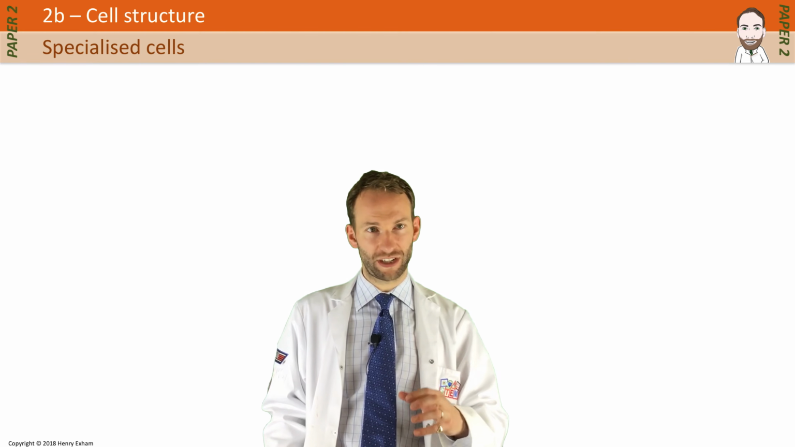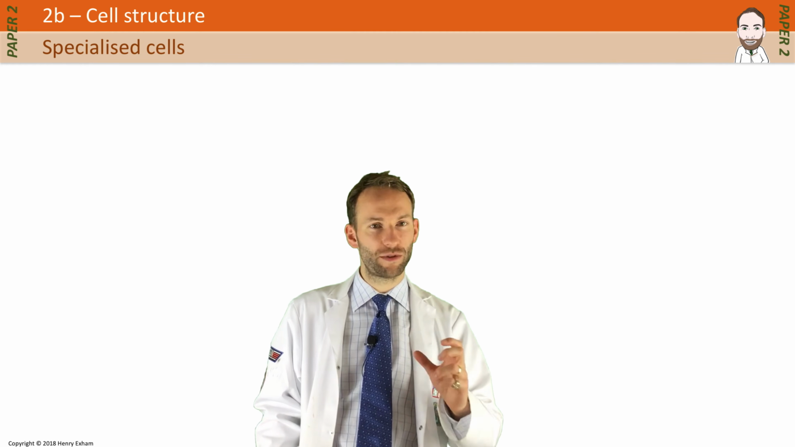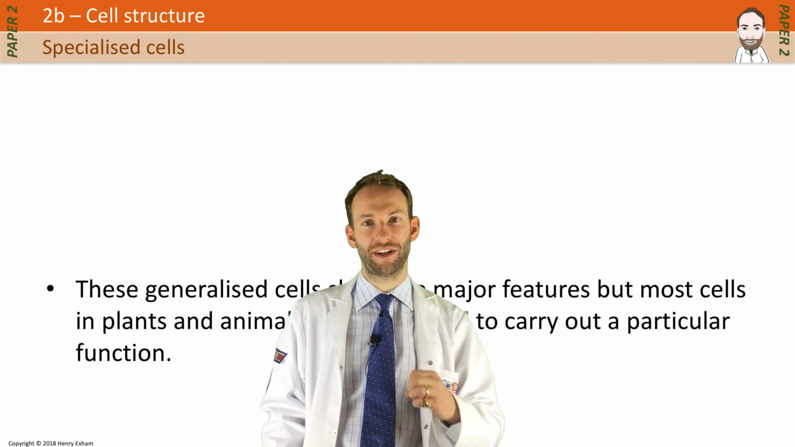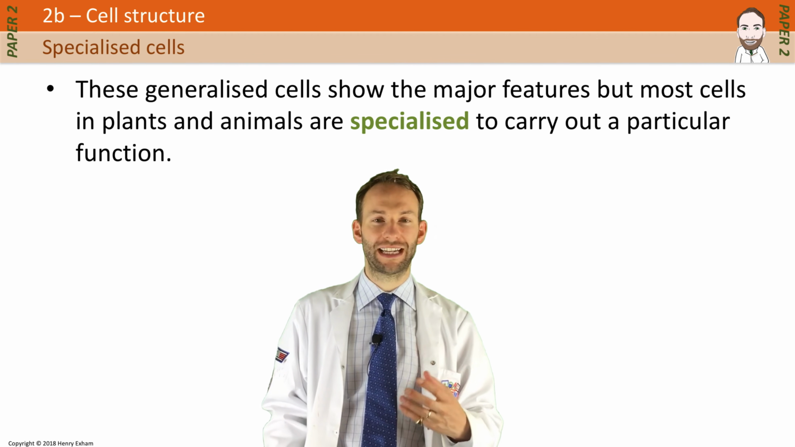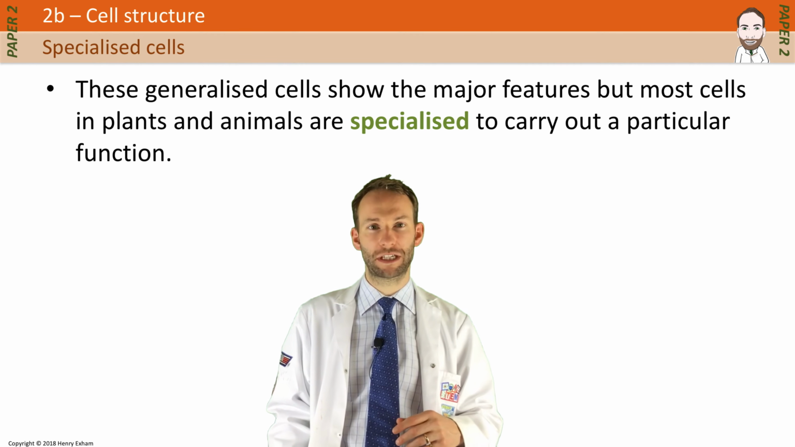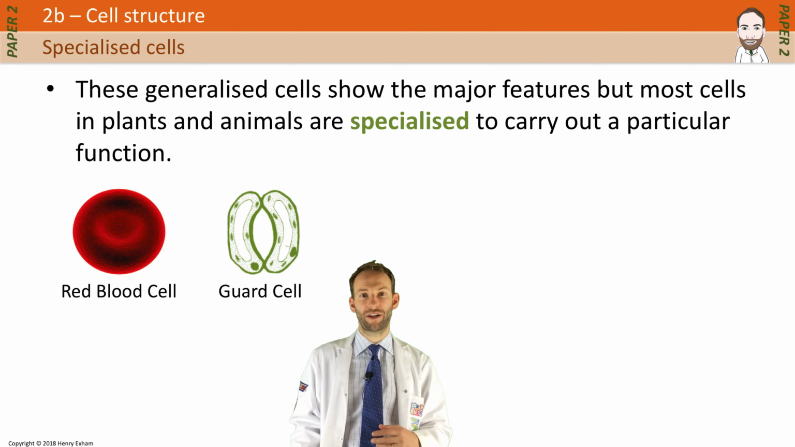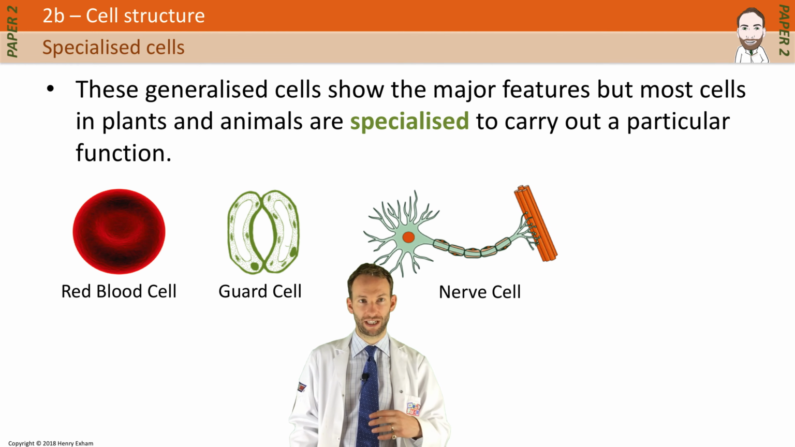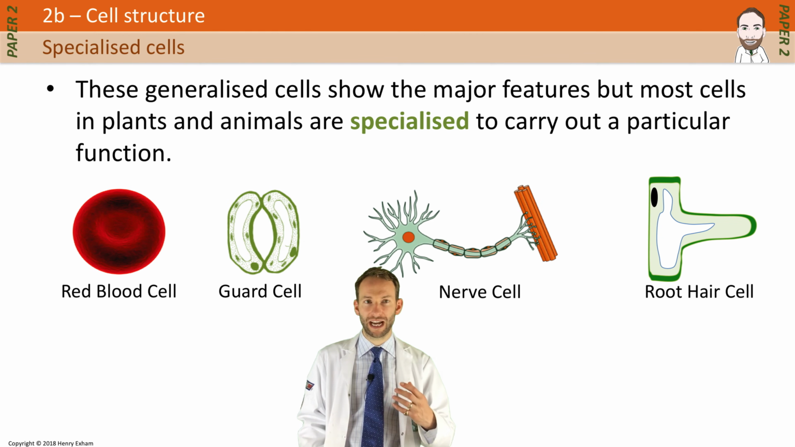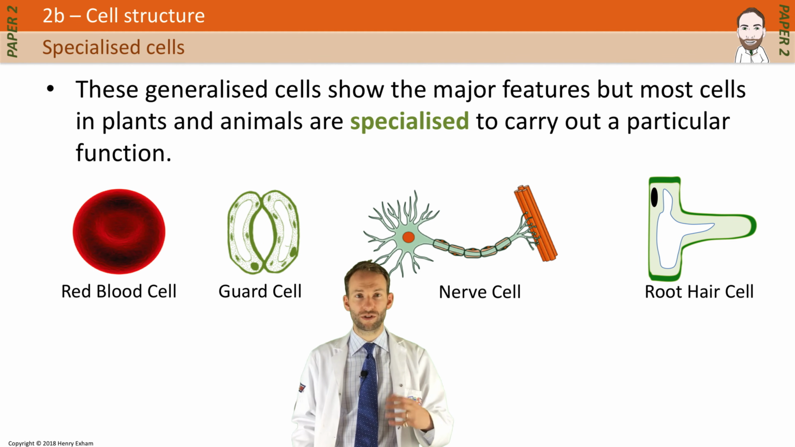So moving on to specialised cells, this is a paper 2 topic. These are when you take one of those basic generalised cells and specialise it so that it can do a particular function. And you're going to come across quite a few different types of specialised cells in the GCSE course, things like red blood cells, guard cells in plants, nerve cells in humans for the nervous system, and root hair cells in plants which absorb water in the roots.